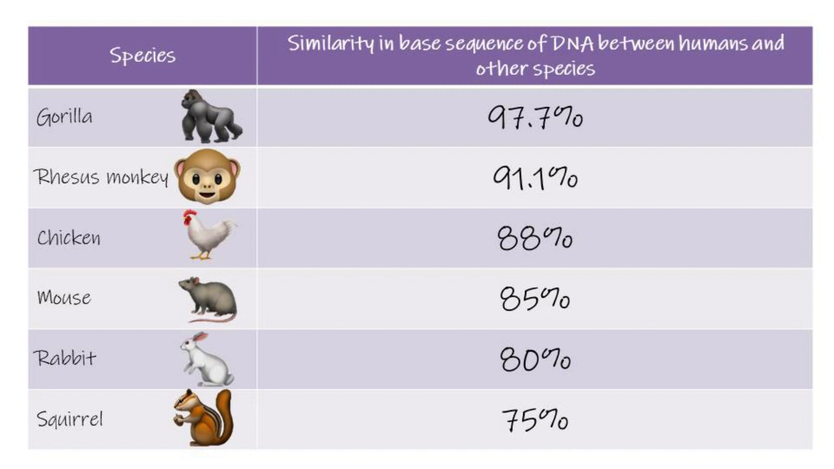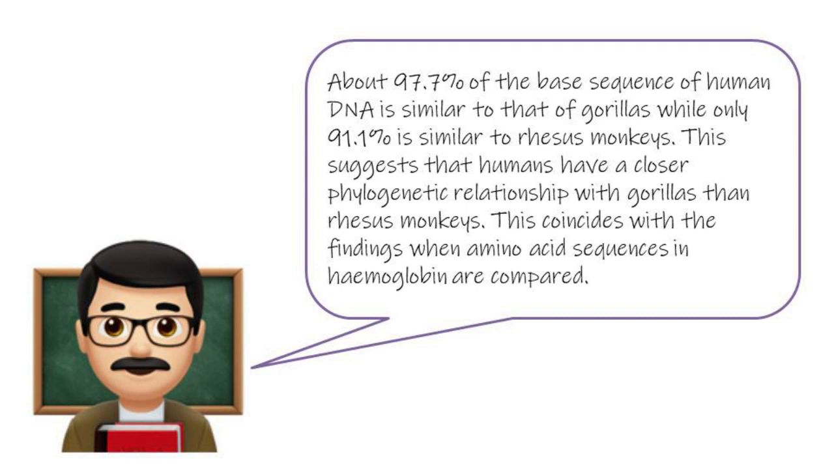The table below shows the comparison in the base sequence of DNA between humans and 6 other species of animals. About 97.7% of the base sequence of human DNA is similar to that of gorillas, while only 91.1% is similar to rhesus monkeys. This suggests that humans have a closer phylogenetic relationship with gorillas than rhesus monkeys. This coincides with the findings when amino acid sequences in hemoglobin are compared.